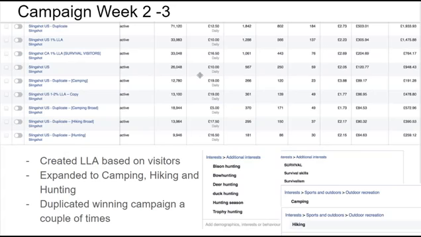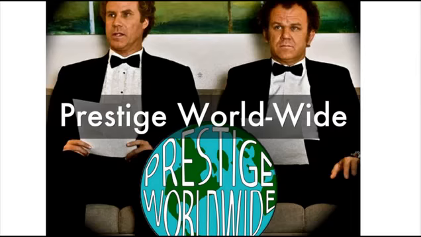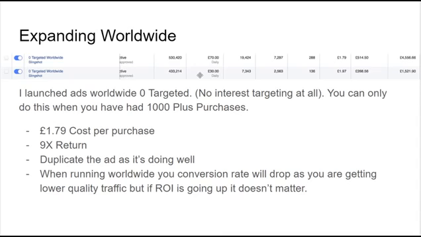And then expand to different relatable niches, and I let them run, but if it's working here, jump to our Prestige Worldwide and start running these adverts worldwide. Test your product. Sometimes it works, sometimes it doesn't, but it's definitely worth trying.